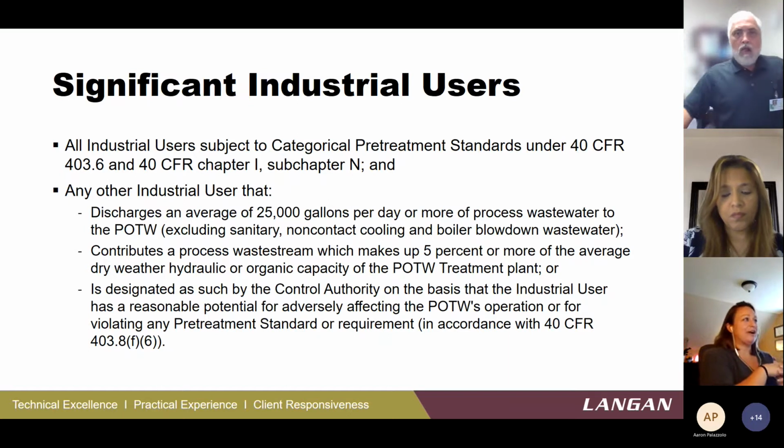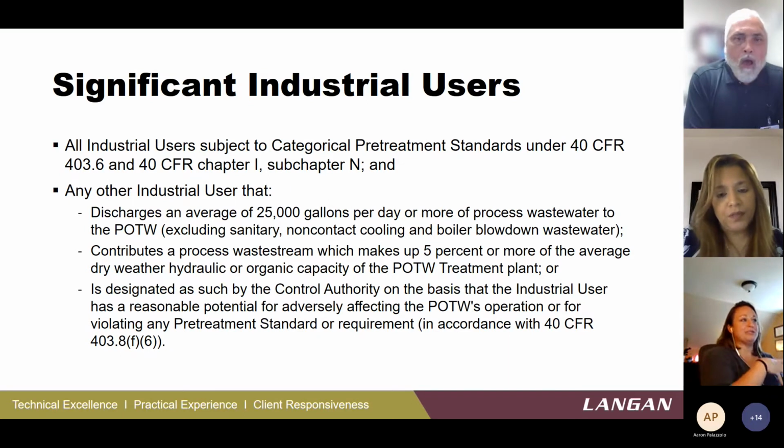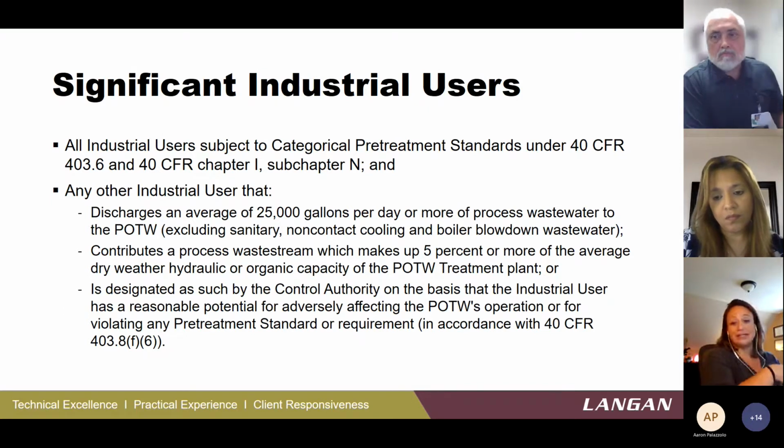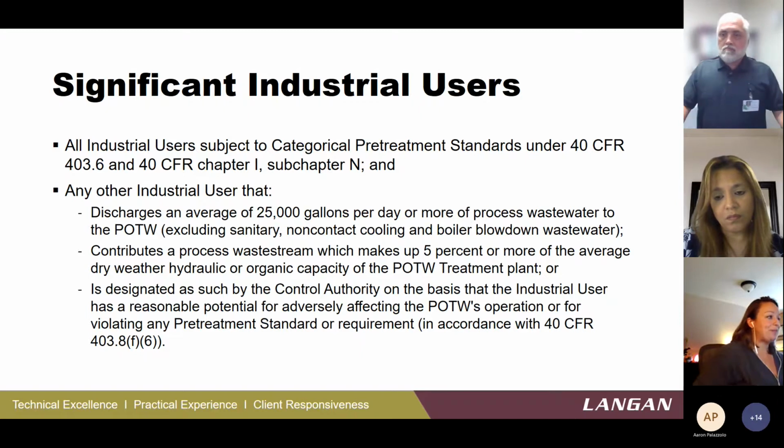Collectively, for industrial wastewater, one of the things that you want to evaluate as you go along is if you meet the definition of a significant industrial user. An SIU, as they're known, is anyone who is subject to categorical pretreatment standards, which we'll talk about in detail a little later, or an industrial user that generates a lot of water. Generally speaking, over 25,000 gallons a day, or that comprises a significant portion of the capacity of the receiving POTW.